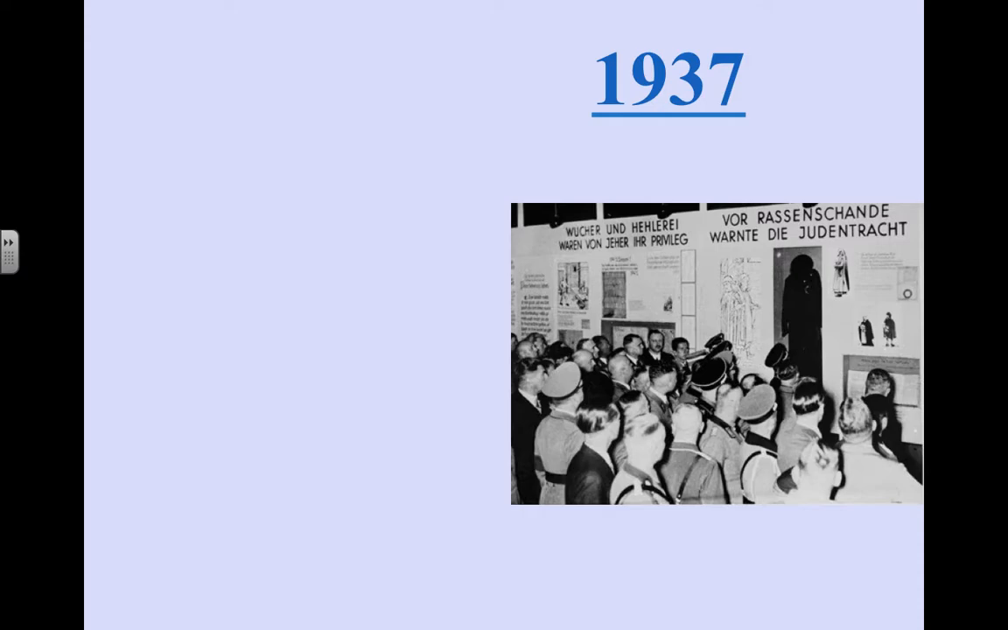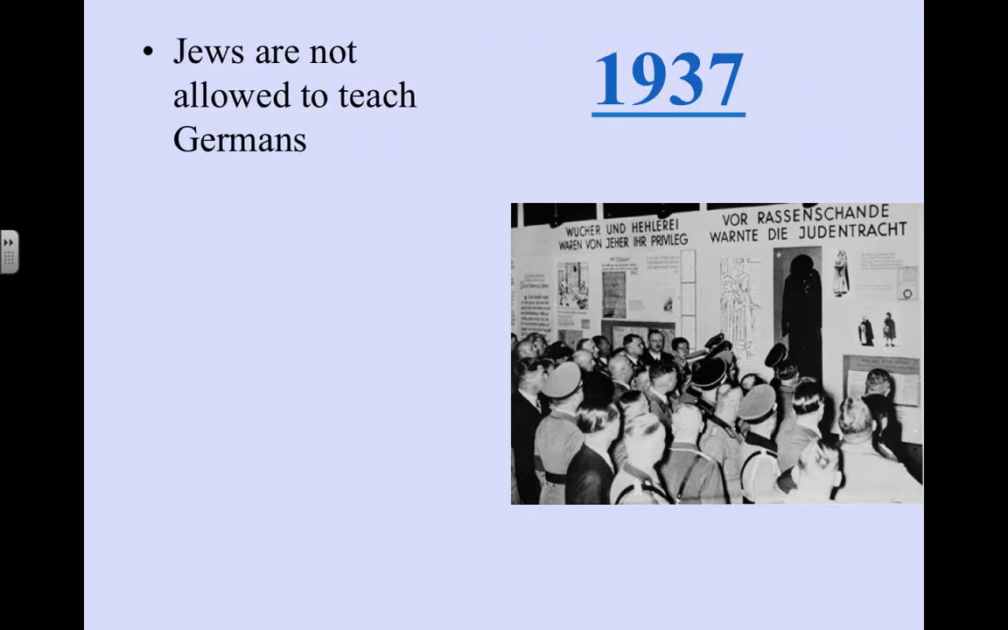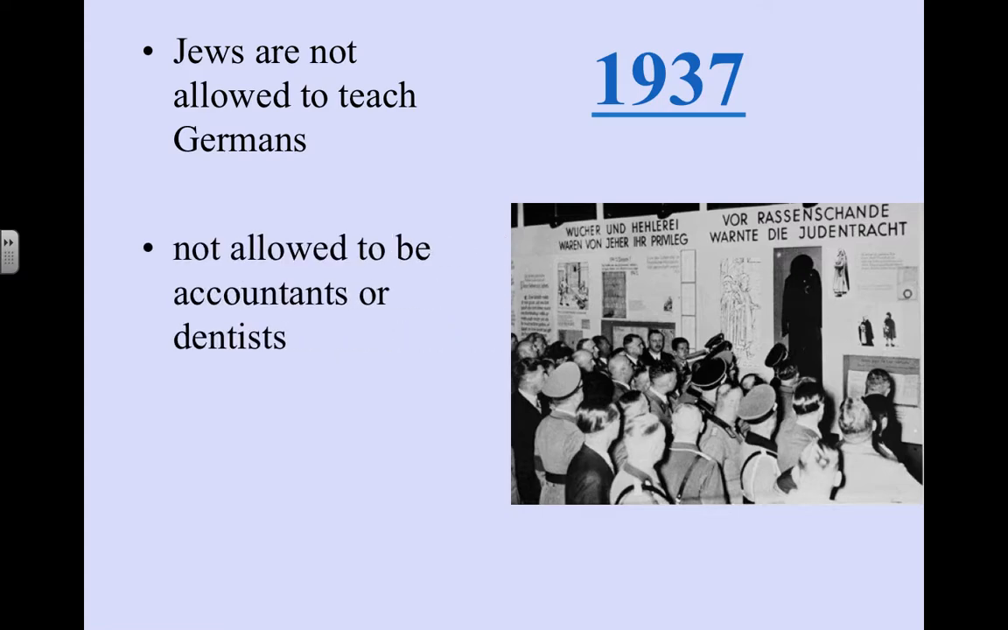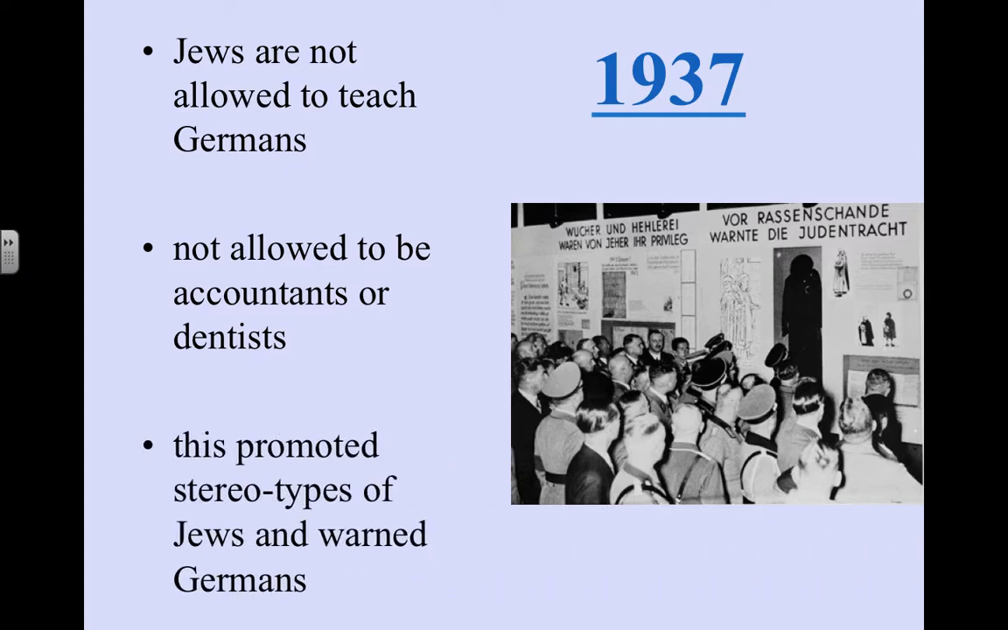In 1937, Jews are not allowed to teach Germans. So any school that German kids would go to, they would not be able to have Jewish teachers. Jews were not allowed to be accountants or dentists. And this promoted stereotypes of Jews and warned Germans. Stereotype means just something that you would group someone in, kind of a name you would give someone.